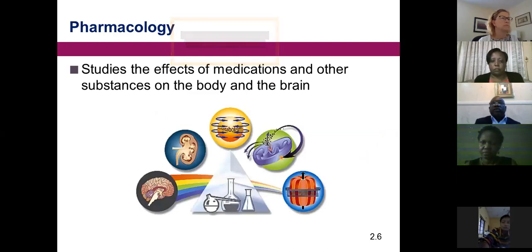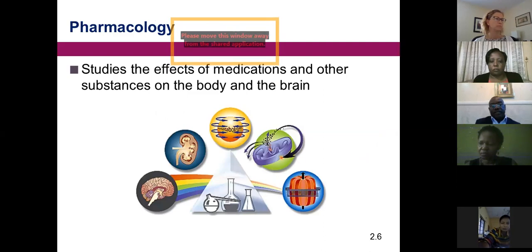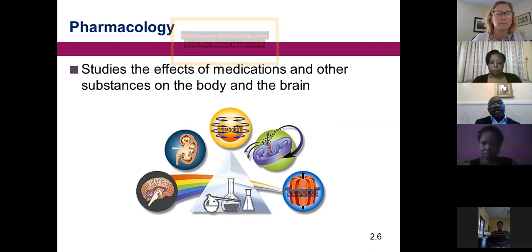Then we go to pharmacology. What is pharmacology? Pharmacology is a branch of medicine that studies the effects of medication and other substances on the body and the brain. And as we said earlier, based on a definition, for a substance to be qualified as a psychoactive substance, it has to act on the central nervous system. But when these substances penetrate the brain, they actually act on the brain and the body.